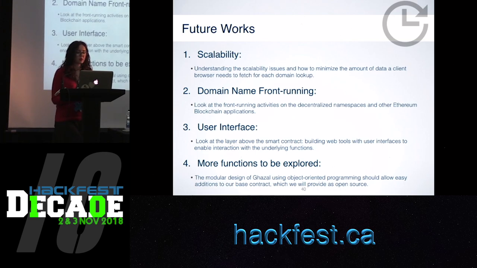So future work, for those who are interested in this research, could be to work on scalability, understanding the issues of scalability and how to minimize the amount of data that a client needs to fetch from the Ethereum blockchain every time they want to look up a domain name. And actually, we're currently a research group looking at domain name front running, because in blockchain, especially in Ethereum, miners can censor transactions, so they can easily do domain name front running. So we're looking at that now.